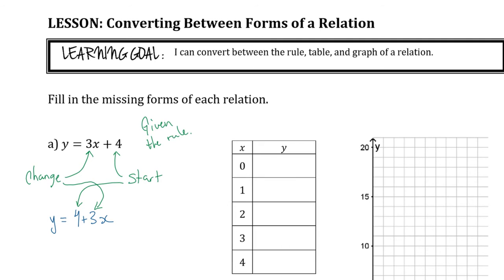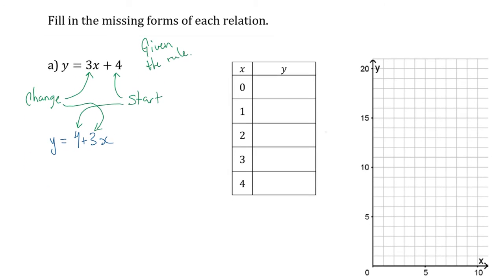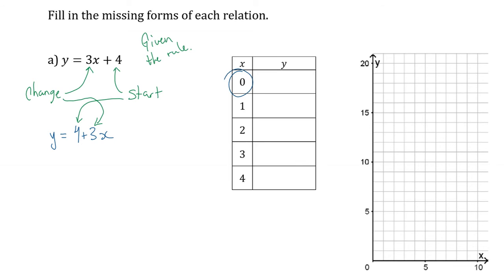Now, once you have figured that out, no matter what you're starting with, whether it's the rule, the table, or the graph, you can do the rest of it in whatever order you want. You can go straight to the table, you can go to the graph, you can do what you like. And in some cases, again, it might be easier than others. This one's fairly straightforward. We can see that the table has the 0 in it. That's the start. So if my start is 4, I can put that right in there. And what does it mean by the change being 3? That means I'm going up 3 every time because it's a plus 3, right? Or if I'm looking at it here, it's a positive 3.